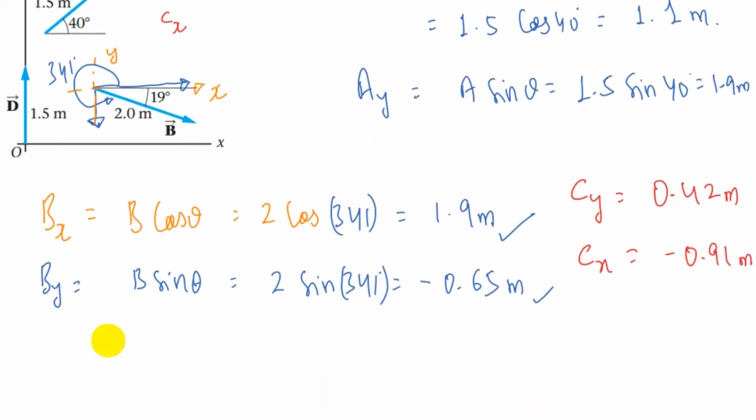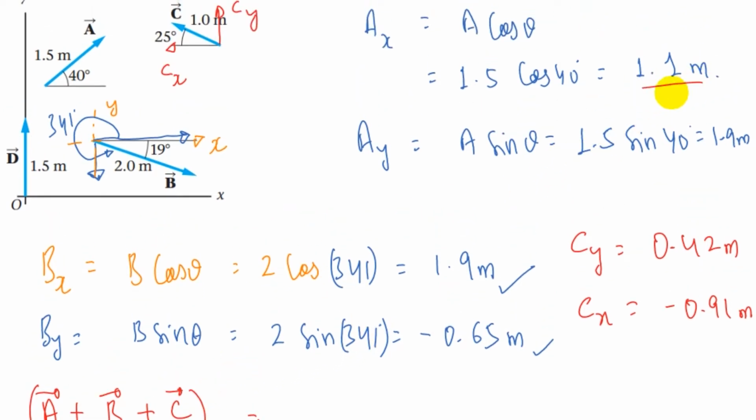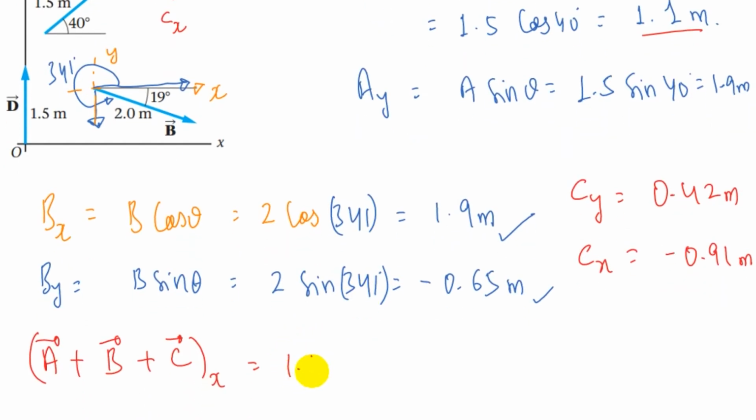Now it's pretty simple. We can add the x components of vector A plus vector B plus vector C. This would be AX, which is 1.1 meter, plus BX, which is 1.9 meter, plus CX, which is minus 0.91 meter. On solving it, we get this value to be 2.1 meter.